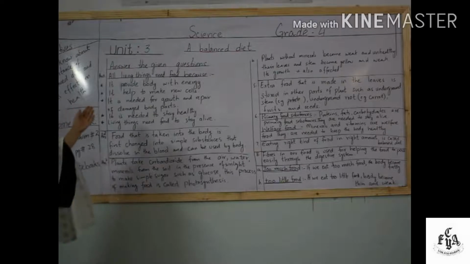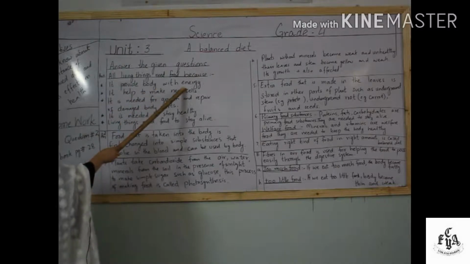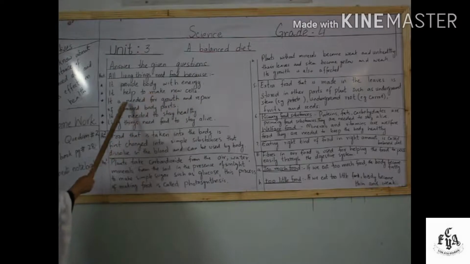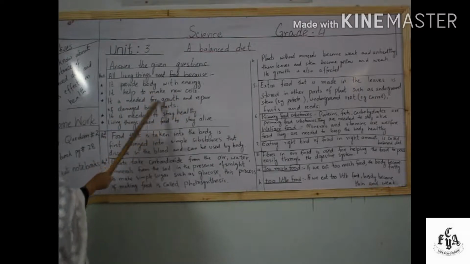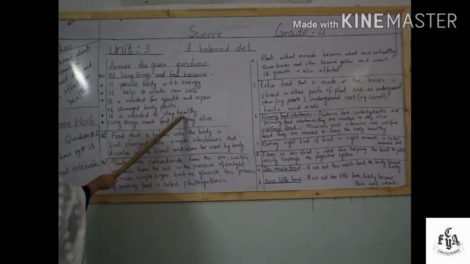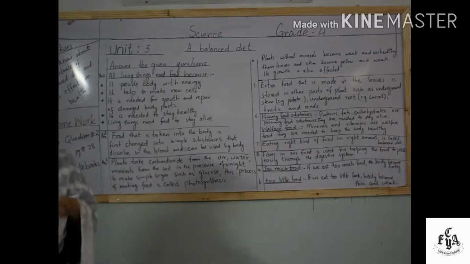Okay, so you will write in the answer: all living things need food because it provides the body with energy. It helps to make new cells. It is needed for the growth and repair of damaged body parts. It is needed to stay healthy. And living things need food to stay alive. These are some of the importance of food, that is why living things need food.